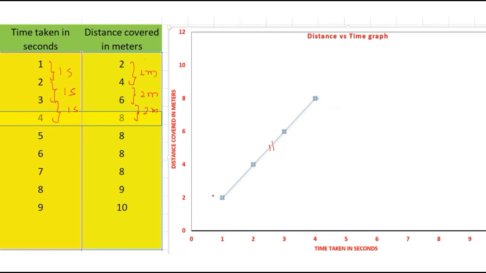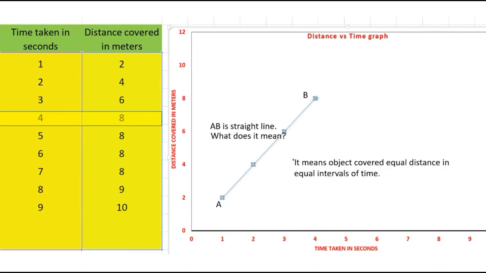Suppose you make this as A and this as B, right? Now AB is a straight line. What does it mean? It means that the body covers equal distance in equal intervals of time. Suppose a body covers equal distance in equal intervals of time, what type of motion does it represent?